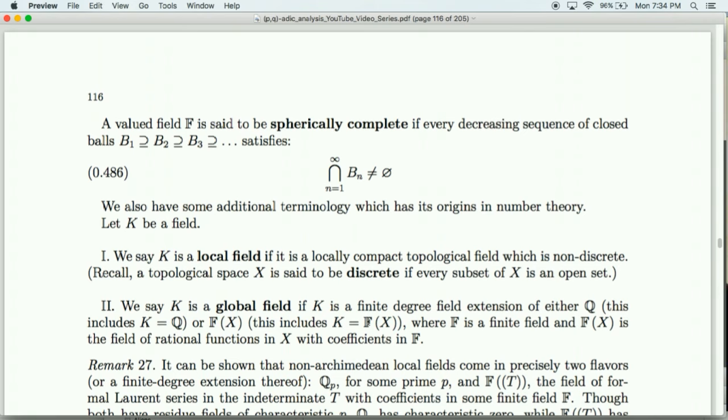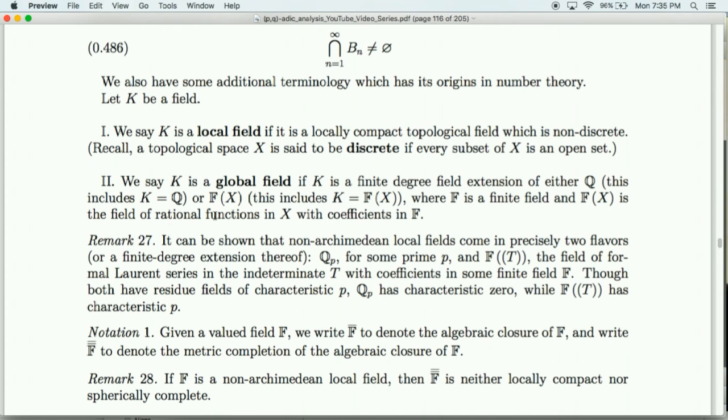Rational functions with coefficients in a finite field, or an extension of such a field of functions, we're going to call function fields. For us, global fields are function fields or number fields, and local fields are fields that we get from completing global fields with respect to a particular absolute value. As an example, Q is a global field, and for any prime p, the p-adic rational numbers Q_p is a local field, which we obtain by completing Q with respect to the p-adic absolute value. On the other hand, R, the reals, is the completion of Q with respect to the real absolute value. R is also a local field, but it is Archimedean, whereas the p-adics are all non-Archimedean.